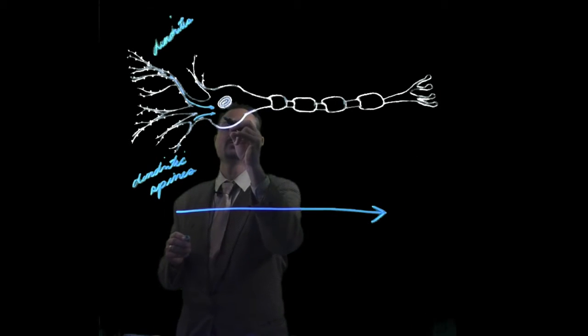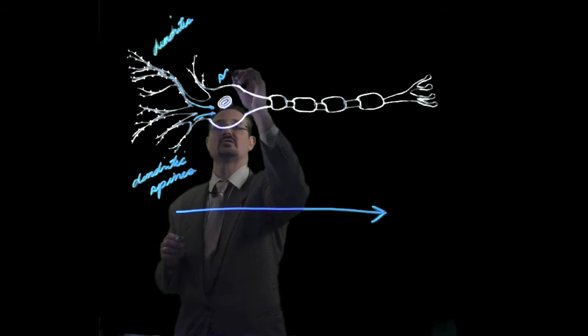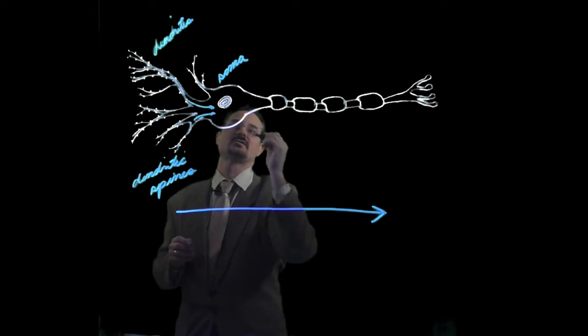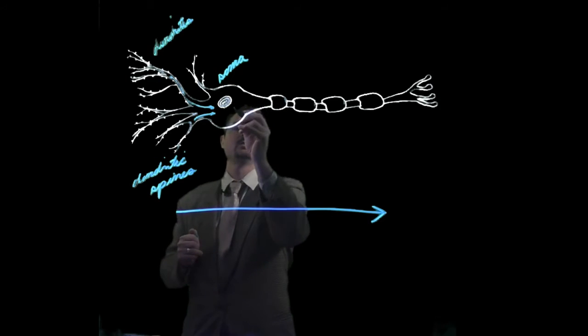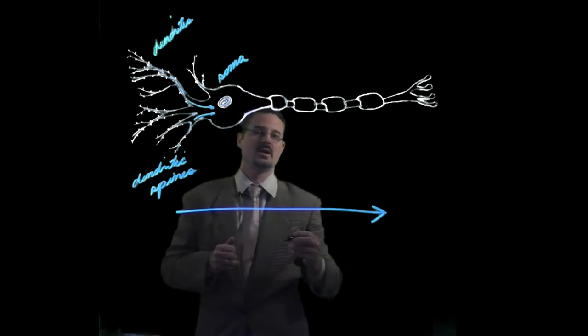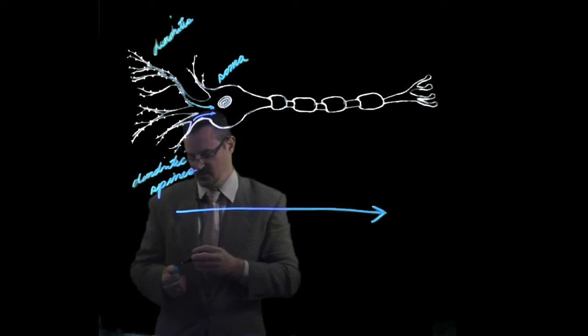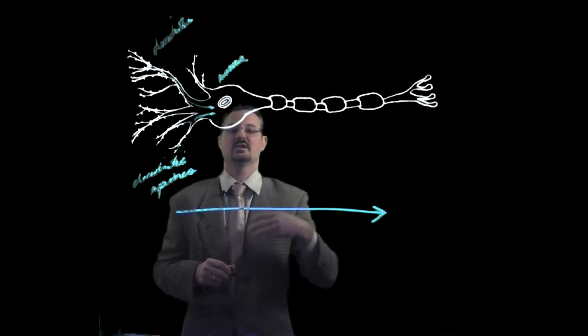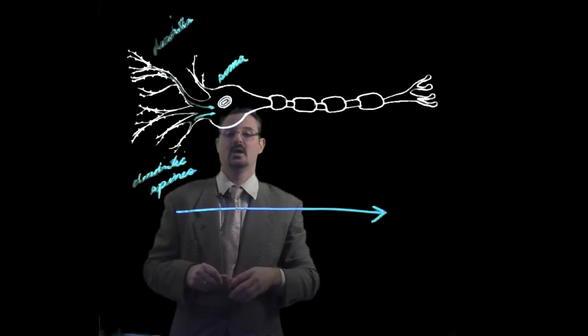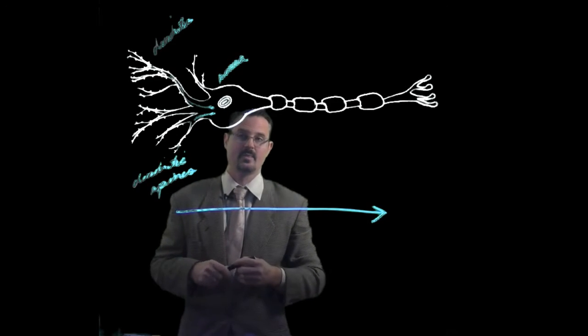And it makes its way over here to what we're going to call the soma. The soma is also called the cell body. And the soma contains the nucleolus and all the different organelles that you usually find in any kind of cell, such as the ribosomes, the endoplasmic reticulum, the mitochondria.